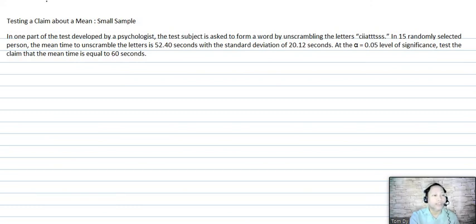Now, the first thing to do in solving problems is to write all the given data from the problem. So when we read back this problem, we have here 15 randomly selected persons. So that will be our n, which is equivalent to 15. The mean time to unscramble the letters is 52.40. So that will be our sample mean, which is equivalent to 52.40. The standard deviation is 20.12 seconds, so our s is equivalent to 20.12 seconds.